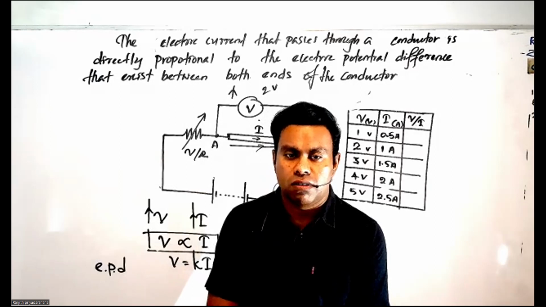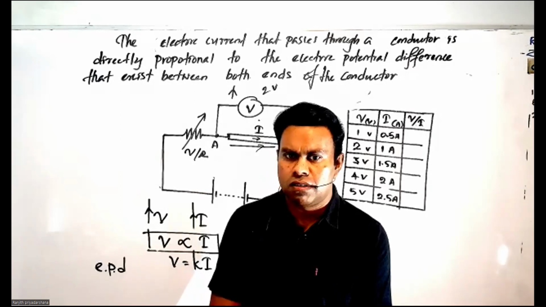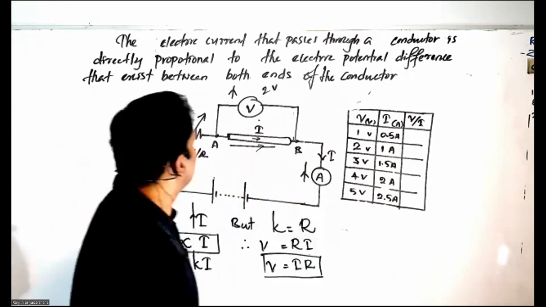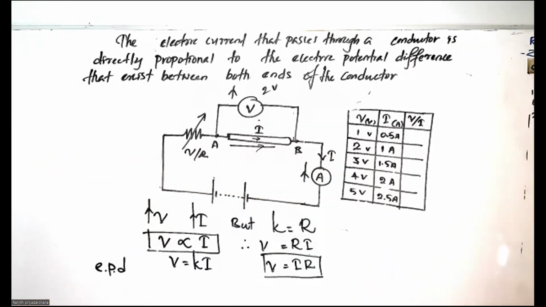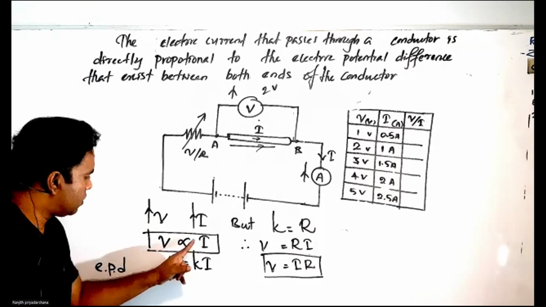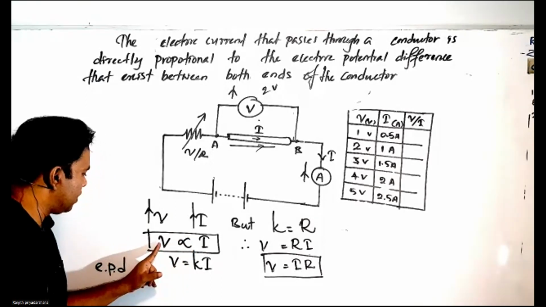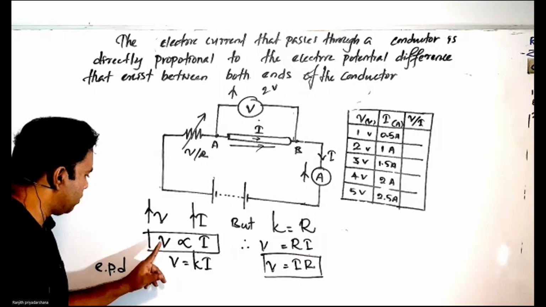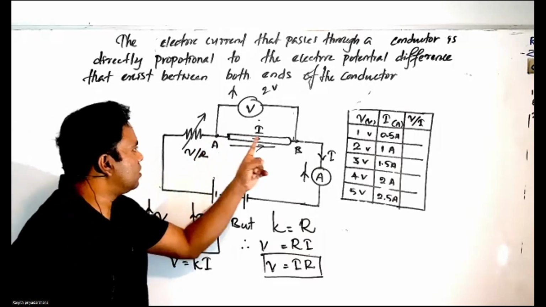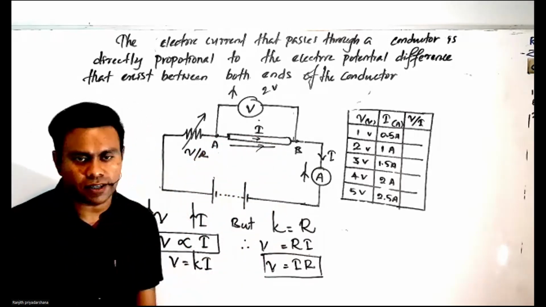Did we say Ohm's law correctly? Yes. Tell it again. The electric current that passes through a conductor is directly proportional to the electric potential difference. Which electric potential difference? That exists between both ends of a conductor.